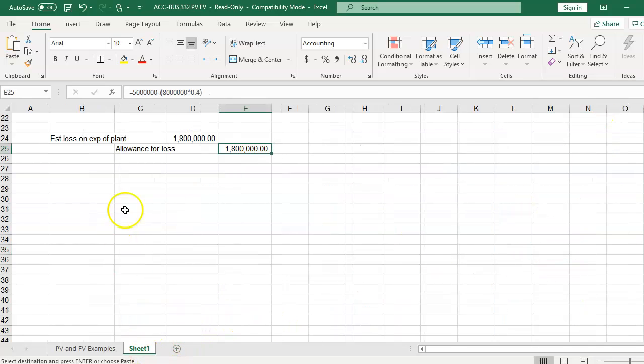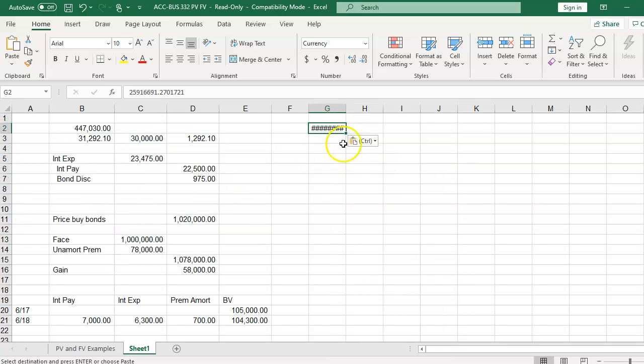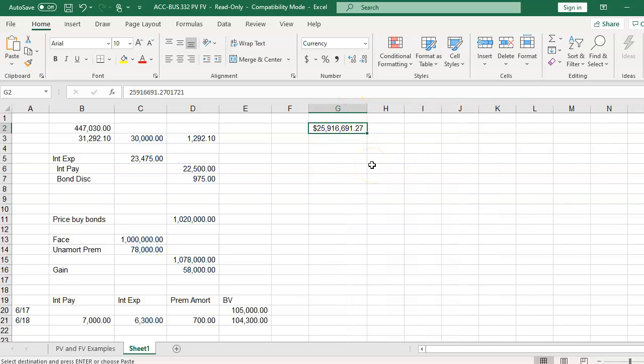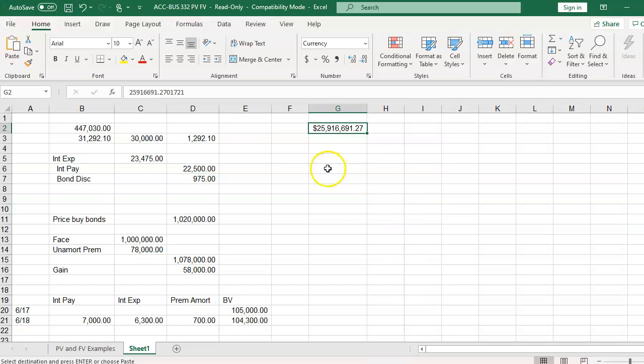Let's plug this number in over here. So let me find a new area and work this up here. There's my amount right there. We want to figure out what the carrying amount should be a year from now and so on. So part 1 is 25,916,691. And if you recall question 2, how much interest expense should they record in 17? For the entire year of 17, how much interest expense should we record?